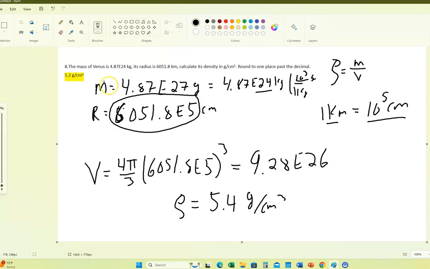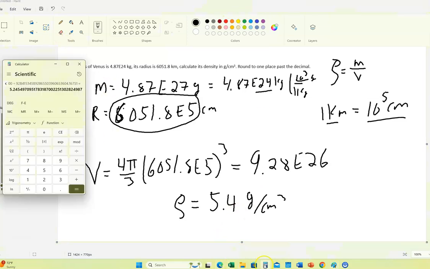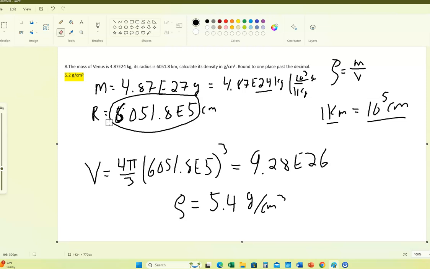Hold on, how did I get? Hold on, I must have done something wrong. Let me see. Oh, 5.2. I didn't mean to say 5.4. I don't know why I said 5.4. In the calculator, it comes out to be 5.2. Sorry about that. I messed that up. All right, so this is going to be 5.2. I thought I had done something wrong, but I didn't.